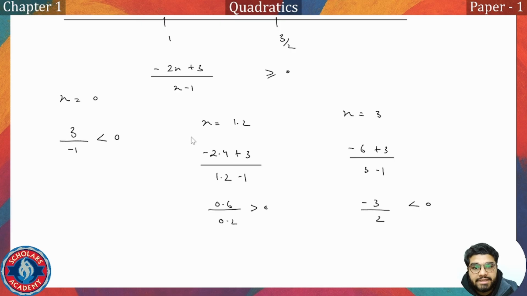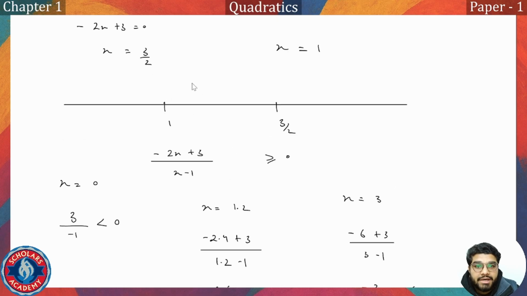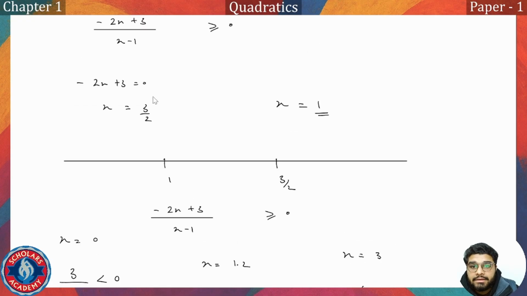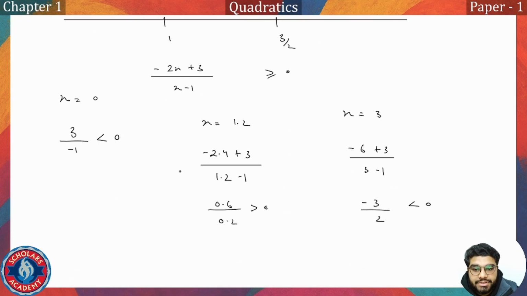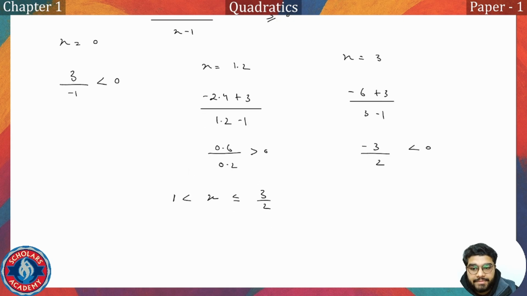So the interval that we'll take is this, 1 and 3 by 2. And we have a sign of greater than or equal to, right? So we'll also take the values that will make this function 0. But we will not take 1 because that will make this function undefined. 0 will become the denominator, so we'll neglect 1. Now the inequality that we'll choose is when x is greater than 1 and x is less than or equal to 3 by 2. I hope it is clear. Let's move forward.